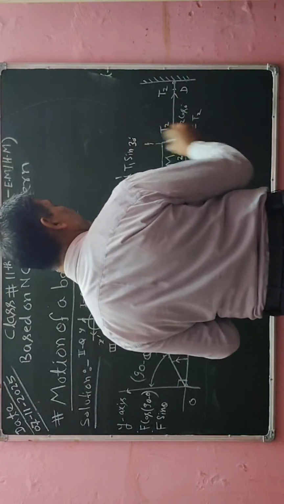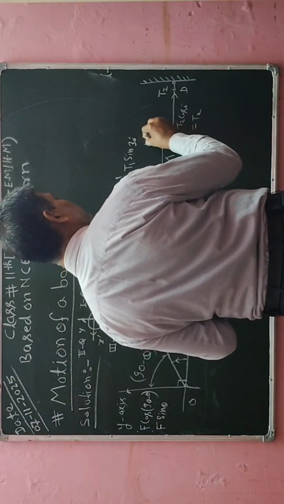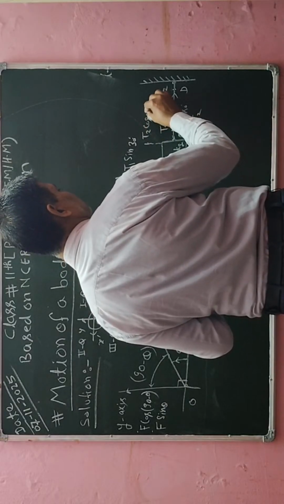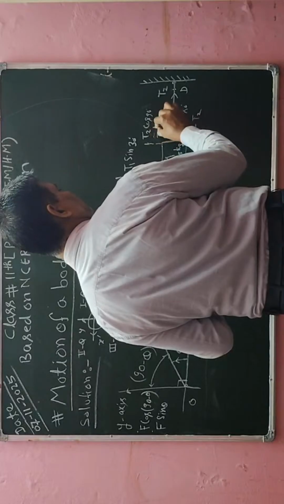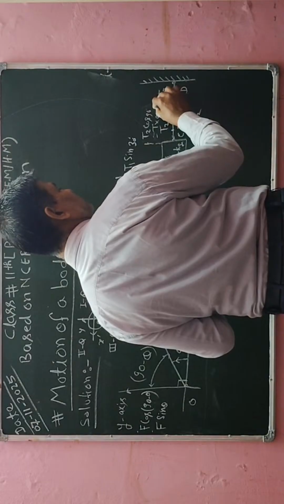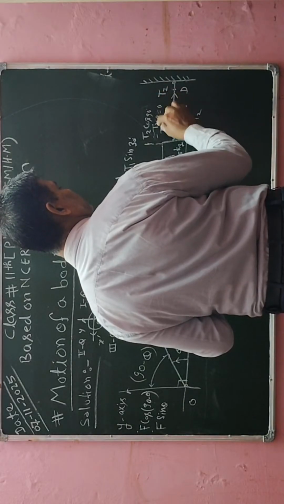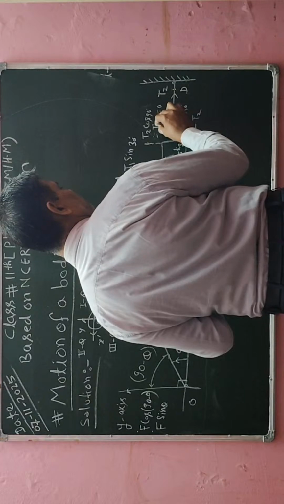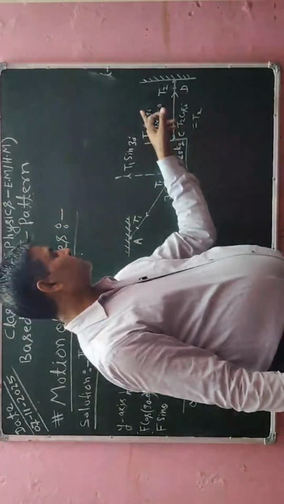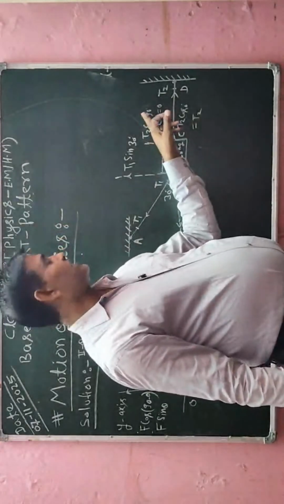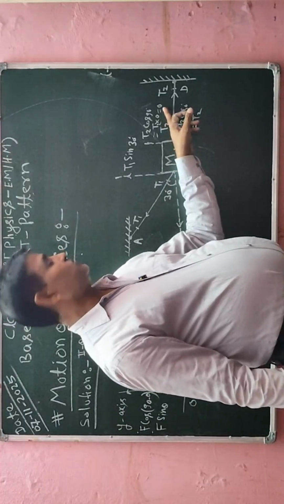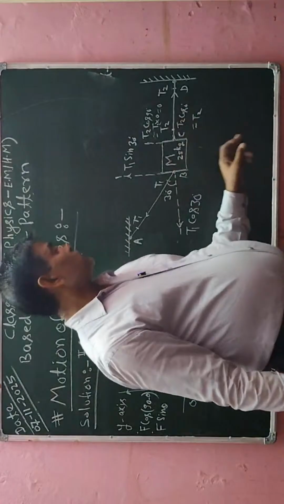And along the vertical axis, I will say this angle is 90 degree. So here I will write T2 cos 90 degree. The value of cos 90 degree is 0. It means that T2 is equal to 0 along the vertical axis. The multiplication of 0 into T2 will be 0.